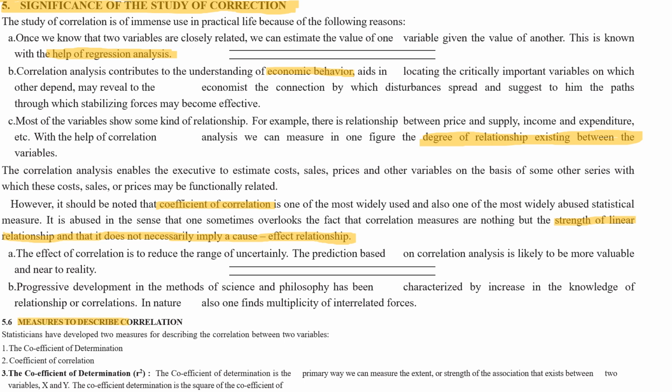So, measures to describe the correlation: how do we measure it? We see two methods: the coefficient of determination and the coefficient of correlation. Coefficient of determination is r square. The coefficient of determination is the primary way we can measure the extent, or strength, of the association that exists between two variables. The coefficient of determination is the square of the coefficient of correlation. Whatever coefficient of correlation we get, if we take its square we get the coefficient of determination.